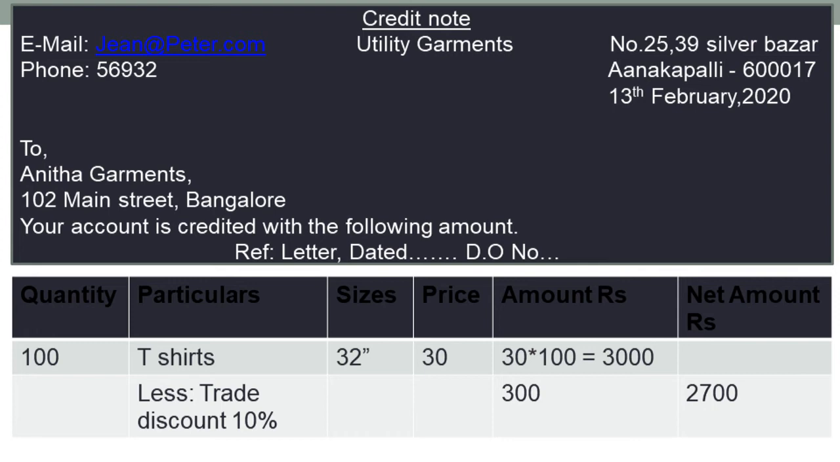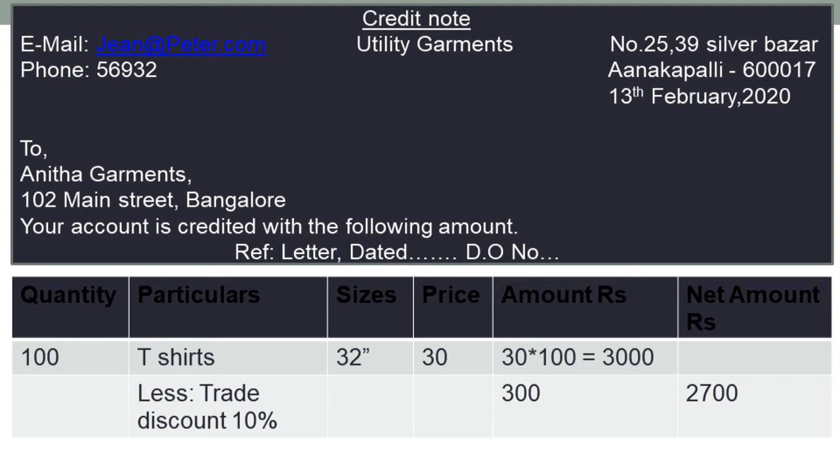Here, Utility Garments is the supplier and we have mentioned the email ID, phone number and address of the seller on the top section of the credit note. And in the bottom section, we have mentioned the customer address, that is Anita Garments, 102 Main Street, Bangalore. And also there is a note below the address, that is your account is credited with the following amount. This note is mentioned by the supplier to the customer.